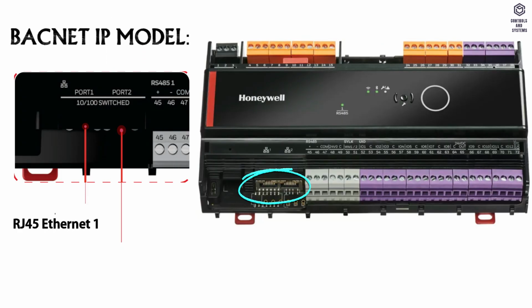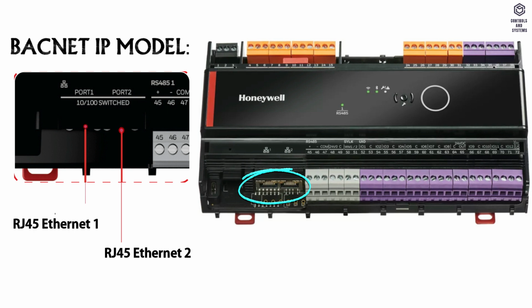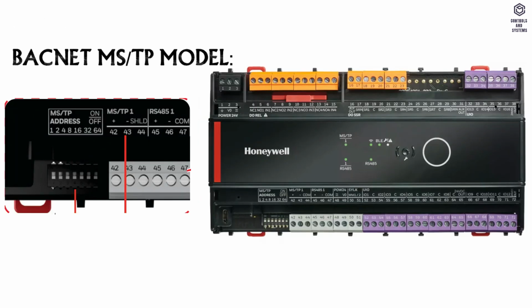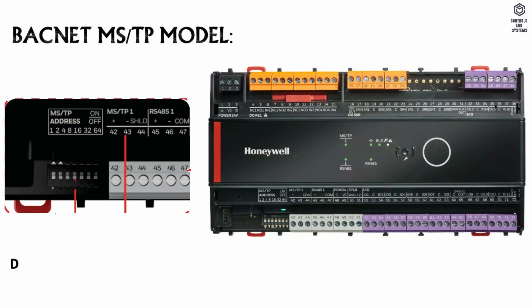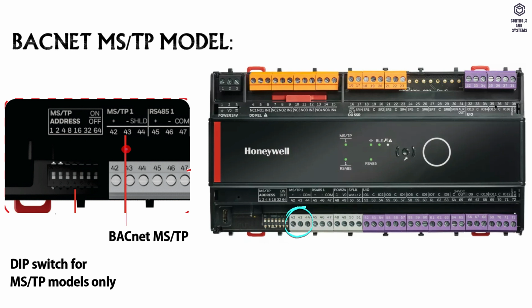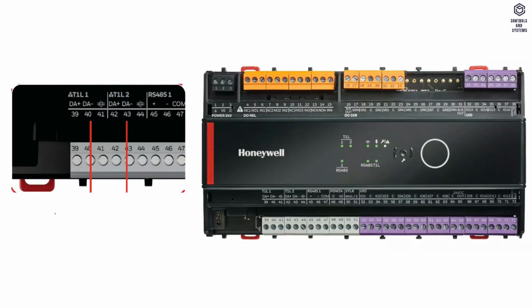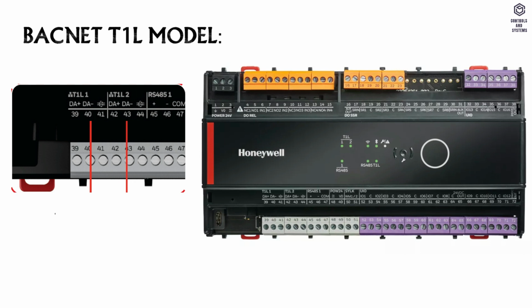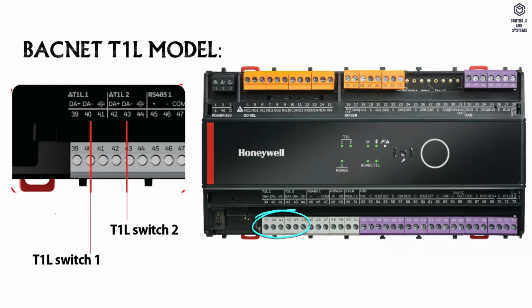These two ports are RJ45 Ethernet 1 and 2, for the BACnet MS/TP model controller. These are DIP switches for MS/TP models only. These three gray ports are BACnet MS/TP. For the BACnet T1L model controller, these six gray ports are T1L switch 1 and 2.